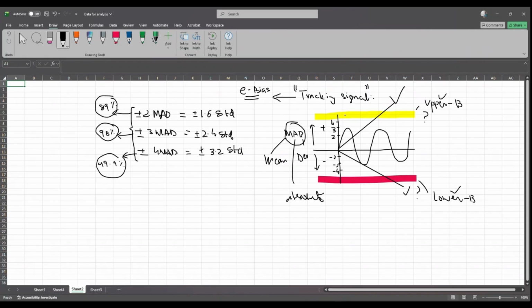So which MAD to go for? Should we go for plus minus 2 MAD, plus minus 3 MAD, or plus minus 4 MAD? There is no consensus amongst decision makers on the value of MAD selection in a tracking signal. However, a standard rule for selecting the value of MAD is something like this. The limits which we choose should not be so small that they can be triggered with every small error.